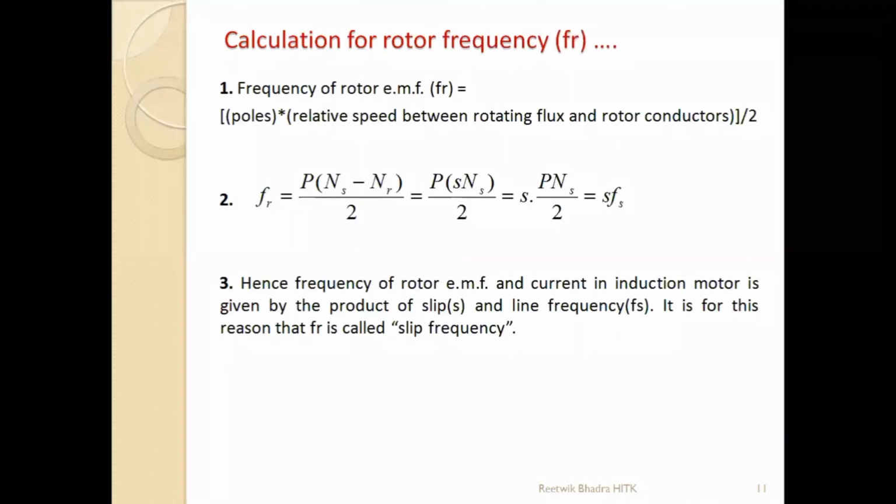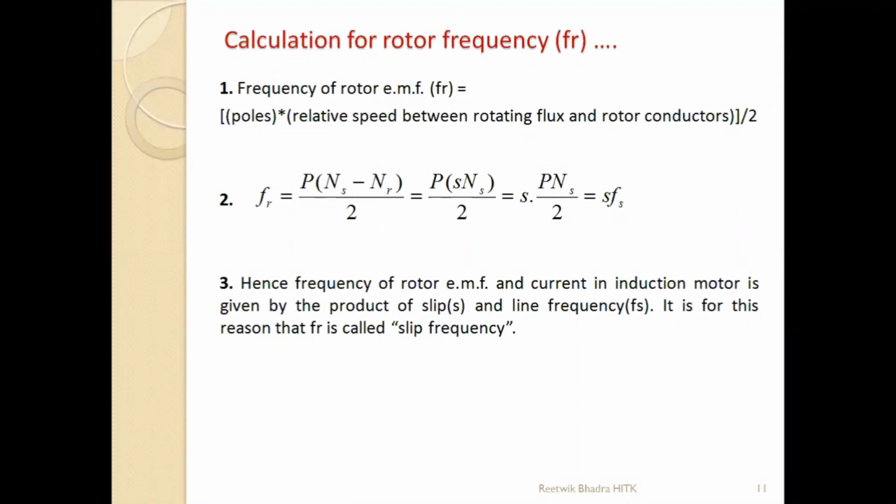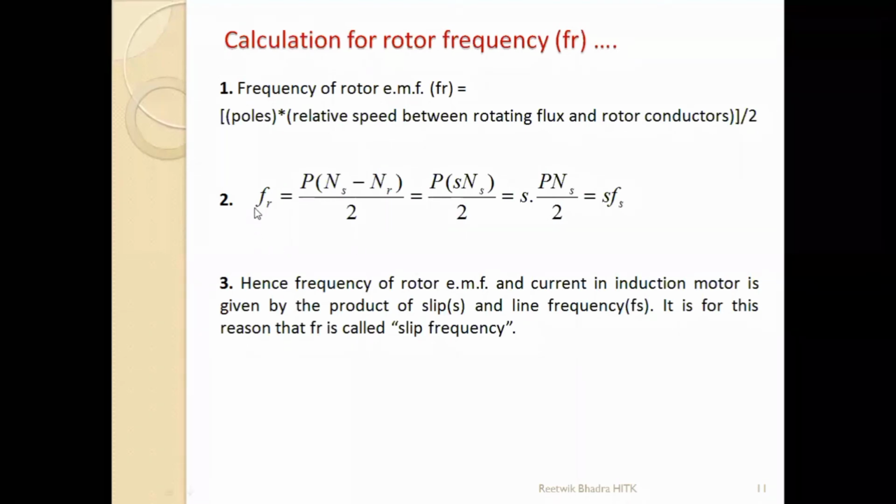Next, we'll go through it very quickly: rotor frequency, rotor EMF, rotor current. We know that synchronous speed ns is equal to 120 f by p, right? From there, f is equal to p into n by 120.